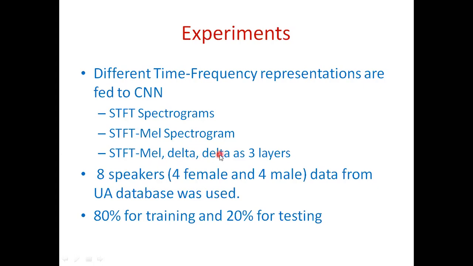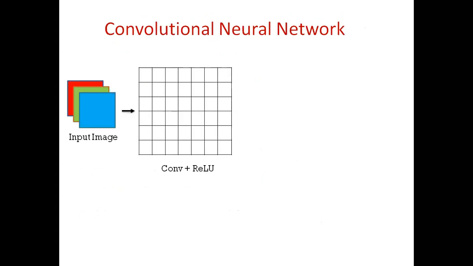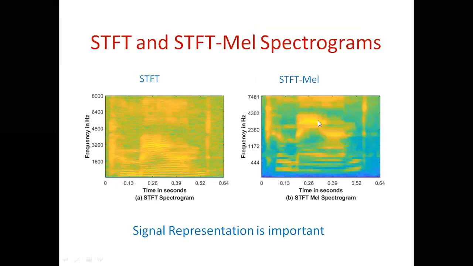STFT MEL delta delta. What is this delta delta? You know the meaning of delta. Delta is a small amount of information. Basically, what happens in this delta means we are able to capture the temporal variations in these delta images. So STFT MEL is the spectrogram which you saw already. In STFT MEL delta, what we do, I'll just go back to the previous slide. This is the STFT MEL spectrogram.